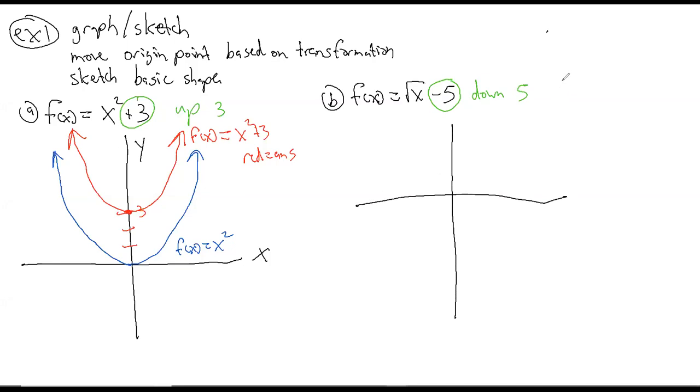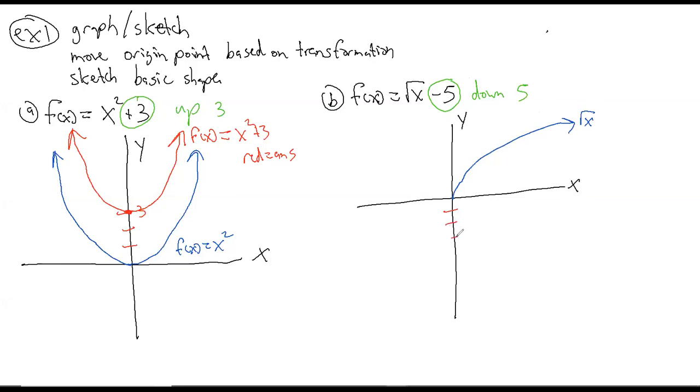Oh, that was bad. Let's try that again. Good enough. So your basic function, again, I'm using blue for the ghost image. So this is not the answer. This is just what I'm using, and then I'm going to transform it. So this would be the square root of x. But we need to take this thing and move it down 5 units. So red will be our answer.